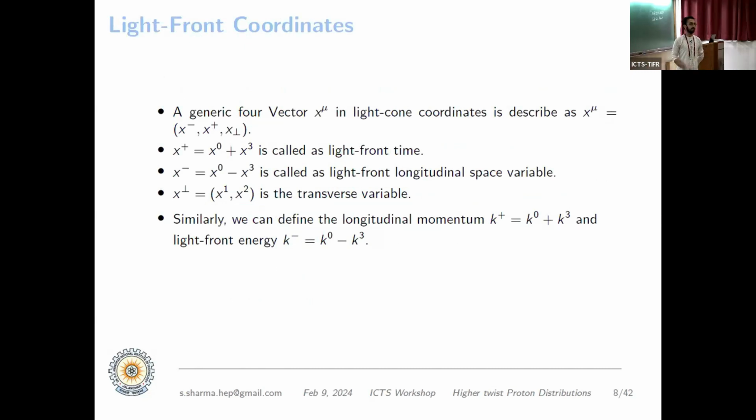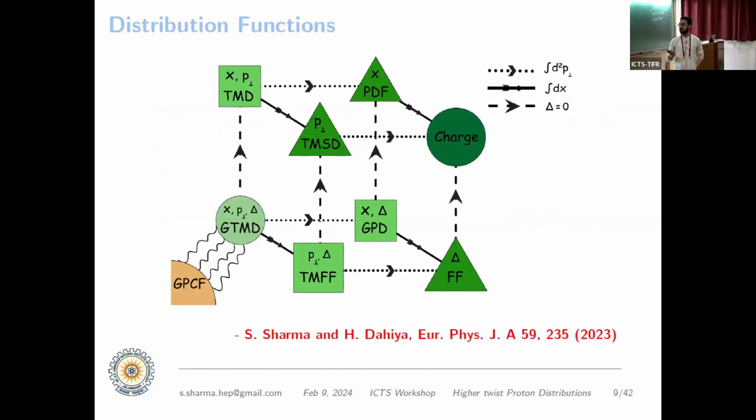And what are the light front coordinates? In Minkowski space, we have 4 variables: 1 time variable and 3 space variables. When we combine the longitudinal space variable with the time variable, we get light front time and the light front longitudinal space variable. And the remaining 2 variables combine to form a transverse variable. Similarly, we can define the longitudinal momentum and light front energy.